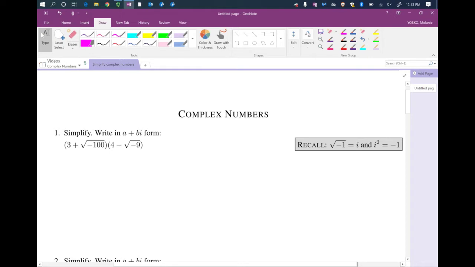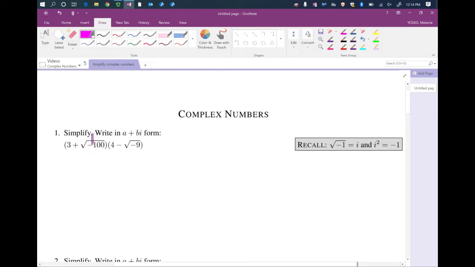Complex numbers. So I want to remind you of a few things. First off, if we have the square root of -1, that is defined to be the imaginary number i, and we know that i squared is equal to -1. So let's clean up this product of two complex numbers. We have 3 plus the square root of -100 and 4 minus the square root of -9. Directions say simplify and write in a plus bi form.